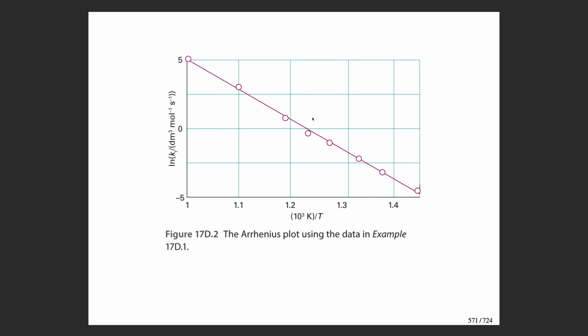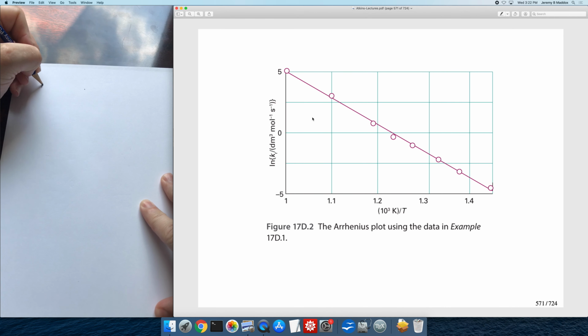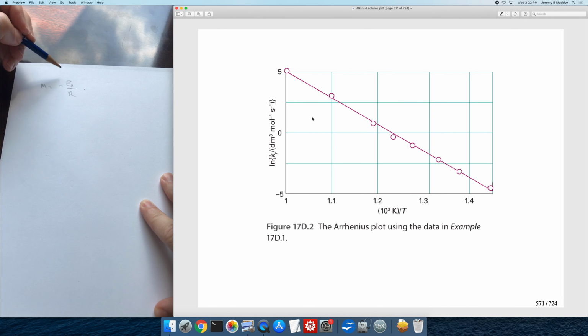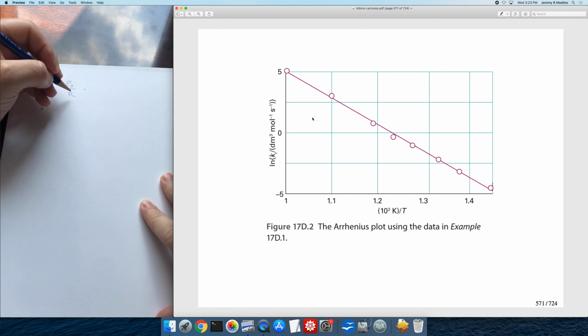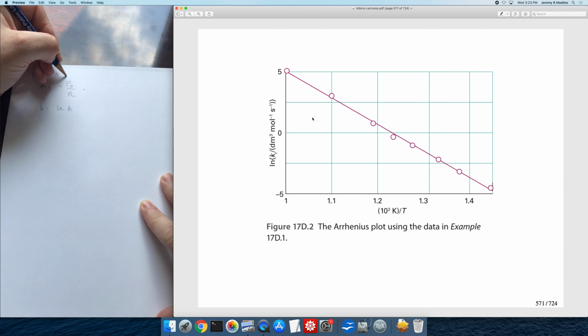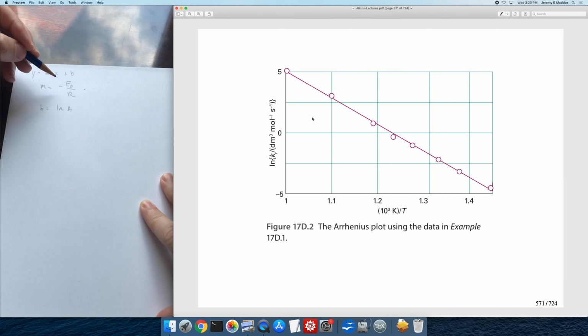The slope of the line will be equal to minus the activation energy over R. So after you do your linear fit, that's going to give you the slope. You can then solve that for the activation energy. The linear fit is also going to give you an asymptote. The asymptote, which I'll call B, is equal to the natural log of A. So you can solve for the asymptote. That is, your linear fit will give you an equation that looks like this, where the slope is minus the activation energy over R, and B is the natural log of A.